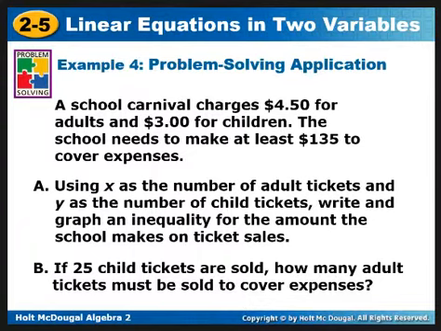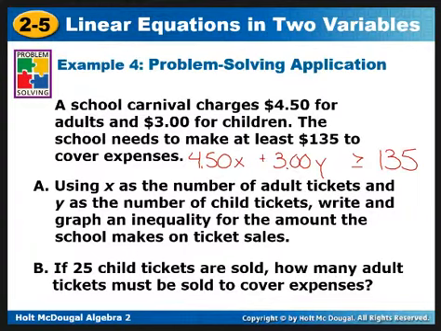Well, if they have to make at least $135, we know that whatever represents our tickets has to be greater than or equal to 135. At least meaning at least that number or more. X represents adult tickets, so I'm going to say $4.50 times X plus $3 times Y is going to be greater than or equal to 135. This is the inequality that represents how many tickets would have to be sold in order to get at least $135.